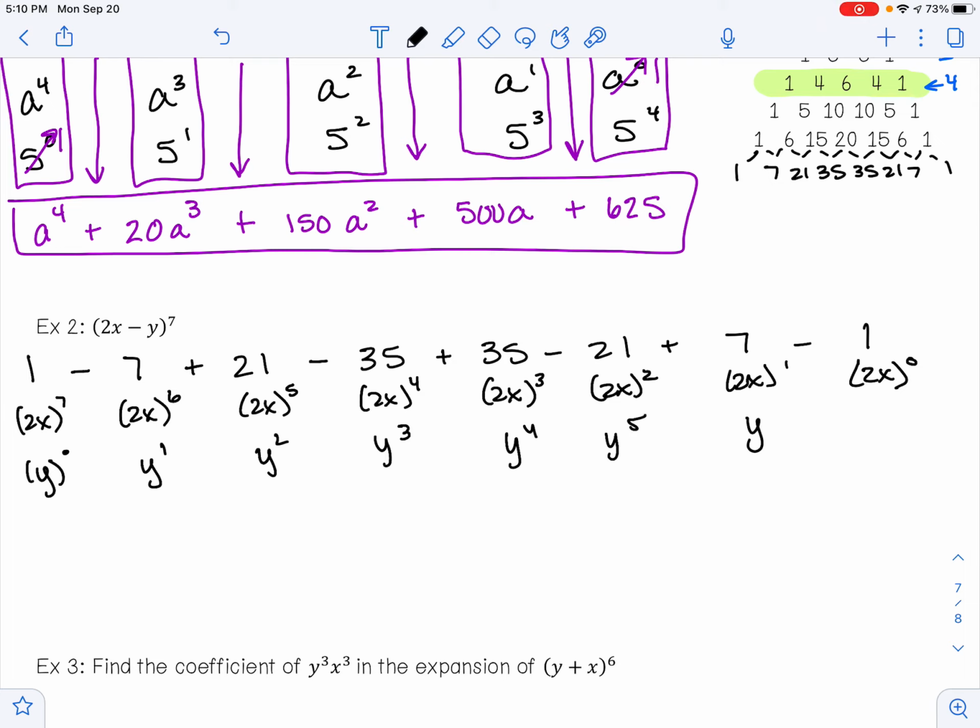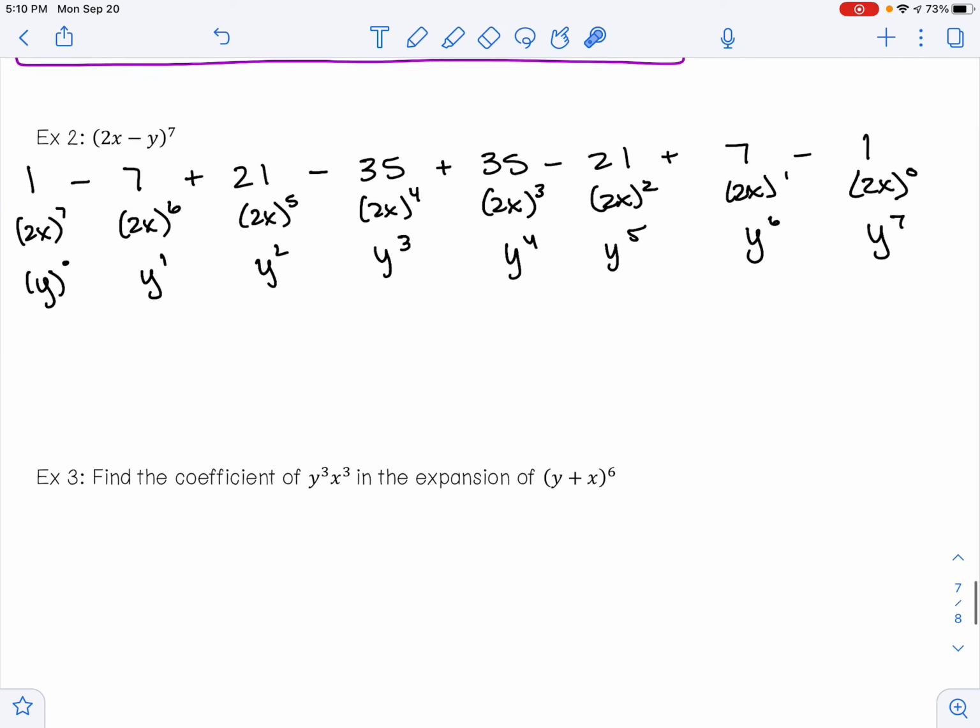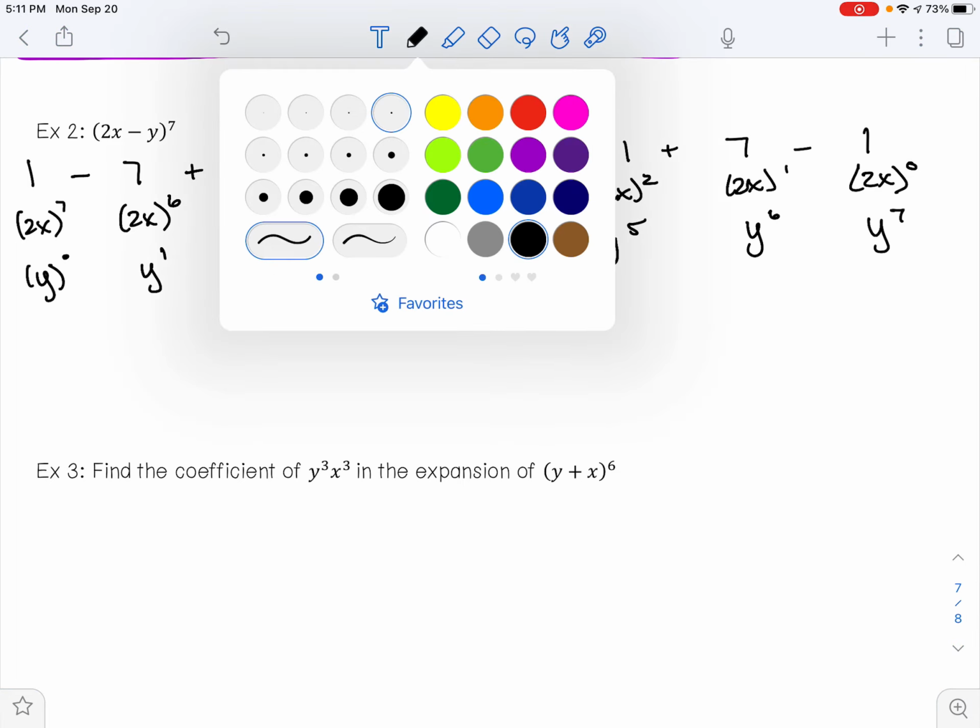Now, one quick way to check yourself while you're doing this is remember your exponent should always add to the original power that you had. So 0 plus 7 is 7, 1 plus 6 is 7, 2 plus 5 is 7, 3 plus 4 is 7, 4 plus 3 is 7, 5 plus 2 is 7, 6 plus 1 is 7, and 7 plus 0 is 7. All right, let's go ahead and calculate this thing.